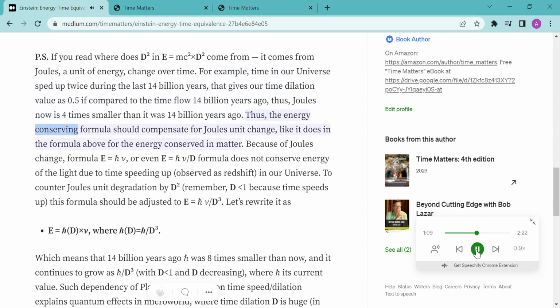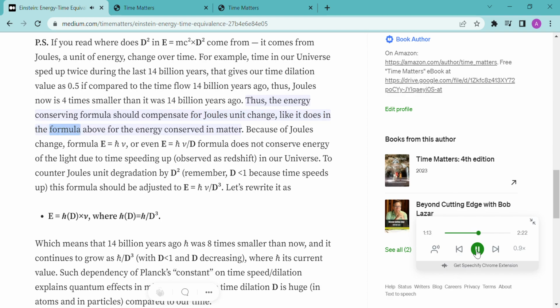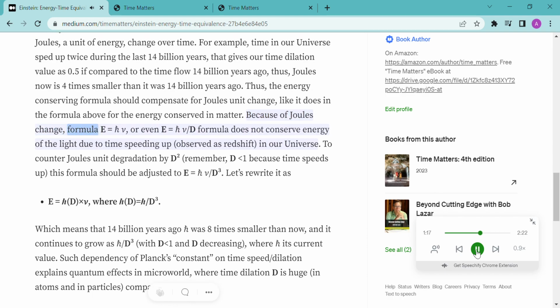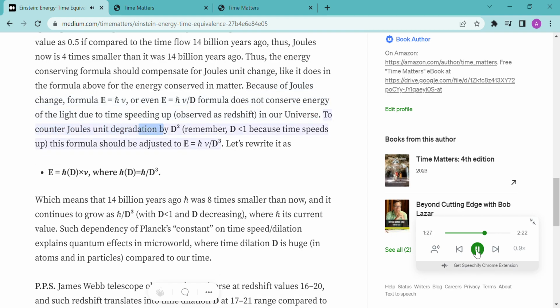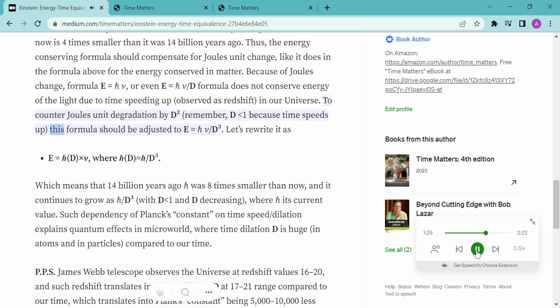Thus, the energy conserving formula should compensate for the joules unit change, like it does in the formula above for the energy conserved in matter. Because of the joules change, the formula E equals, or even E equals /d, does not conserve the energy of light due to time speeding up, observed as redshift, in our universe. To counter joules unit degradation by d2, remember, d less than 1 because time speeds up, this formula should be adjusted to E equals /d3.